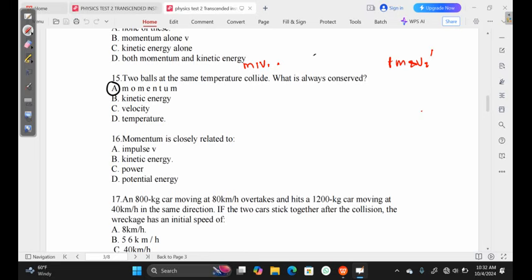Then momentum is closely related to impulse. So impulse is equal to the change in momentum. So it is closely related to the impulse. The correct answer is A.